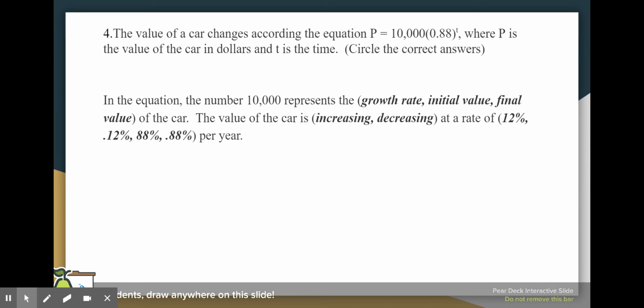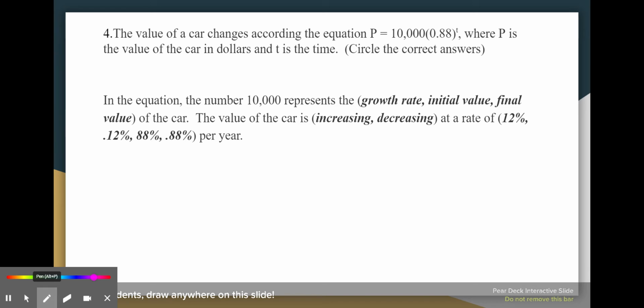The value of a car changes according to the equation P equals 10,000 times 0.88 to the t. So it's the same type of equation we're just working on. P is basically f of x, where P is the value of the car in dollars and t is the time. In the equation, the number 10,000 represents which one? Does it represent growth rate, initial value, or final value?